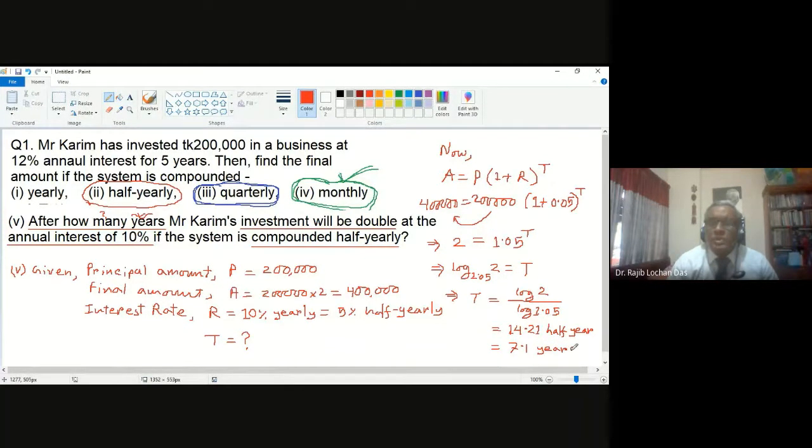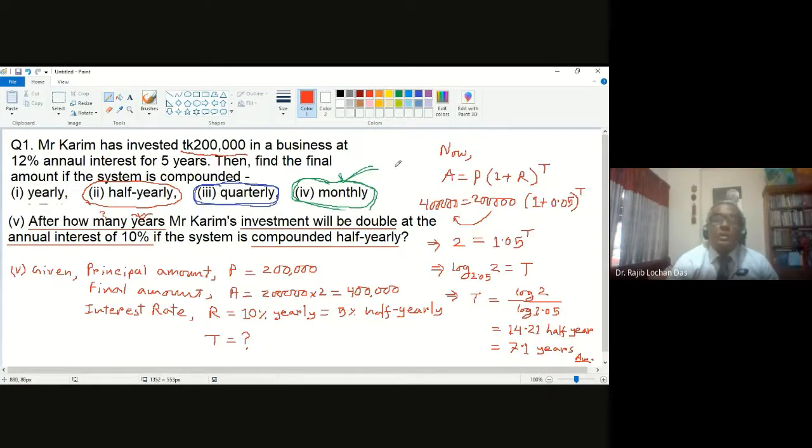So that will be your answer. 7 years and a little more. So after 7 and something years, the amount will be double. After 7 years, the amount will be double. You understand now?